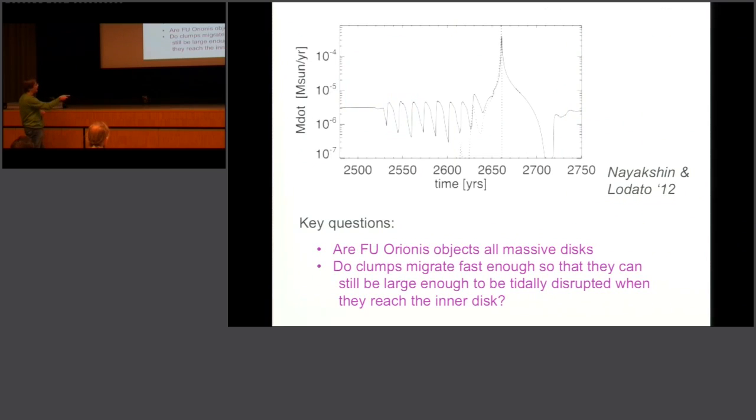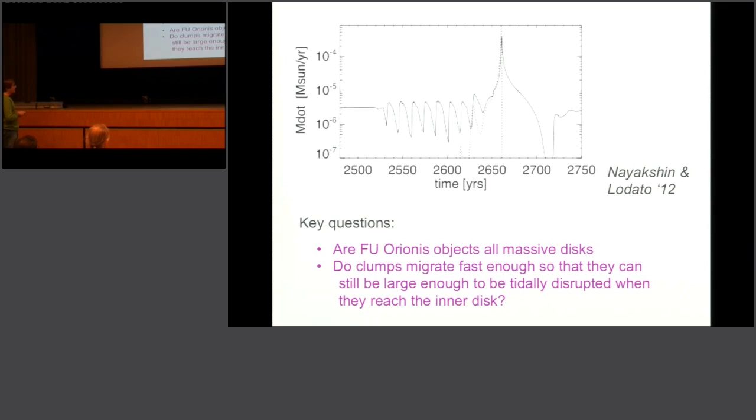Okay, here's another calculation, by Nayakshin and Lodato, who looked actually at how this disruption would take place. This is accretion rate now as a function of time, some complicated structure reflecting the fact that what's happening here is basically Roche lobe overflow of this disrupting clump, which is giving up its material to the disk and then changing its orbit as a result of that loss of mass and angular momentum.